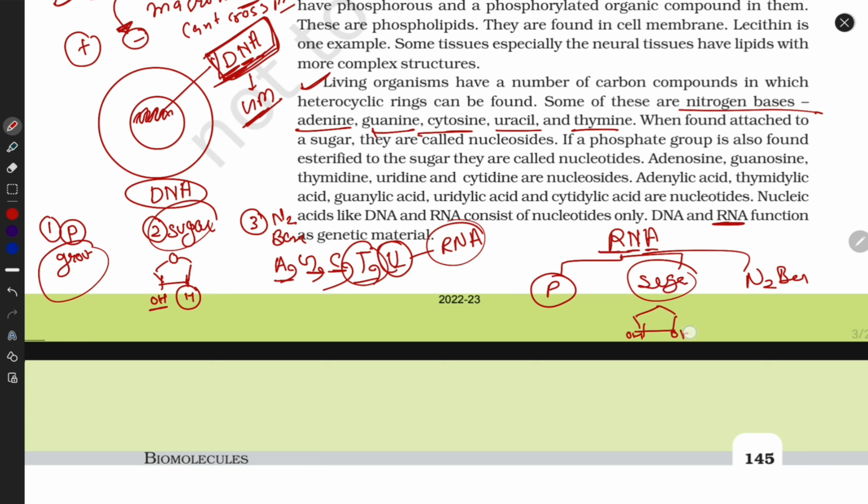DNA is a double helical structure. RNA is a single helical structure. RNA contains adenine, guanine, cytosine, uracil. DNA contains adenine, guanine, cytosine, thymine. Okay, let's move further.